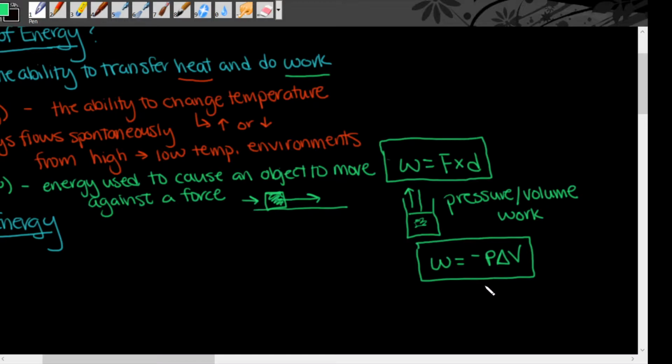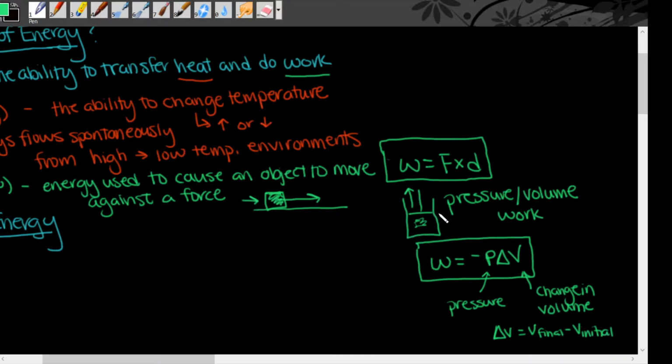Okay, so P stands for pressure. We're usually talking about atmospheric pressure. That piston would be moving against the pressure of the atmosphere. And V is obviously your change in volume. Whenever we talk about changes in chemistry, you guys, it's always final minus initial. So the change in volume is the volume final minus the volume initial.